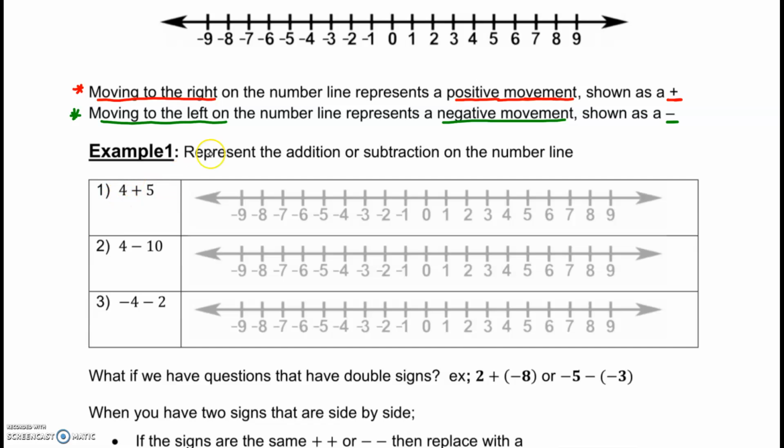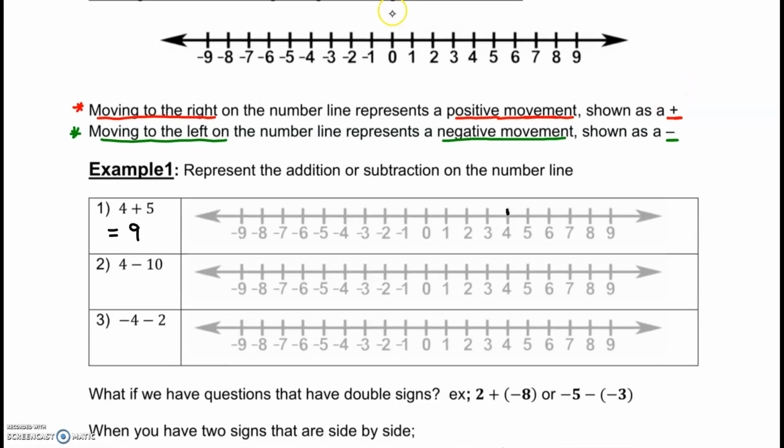So I have 4 plus 5. Now we all know that this answer is 9, and we're just going to show it on the number line. Since 4 is our first number, that's where I start. Then it says plus 5. We know that a plus, or an addition, moves to the right. So starting at 4, I have to go 5 to the right. That's 1, 2, 3, 4, 5, and I land on 9. And that's the answer we got.